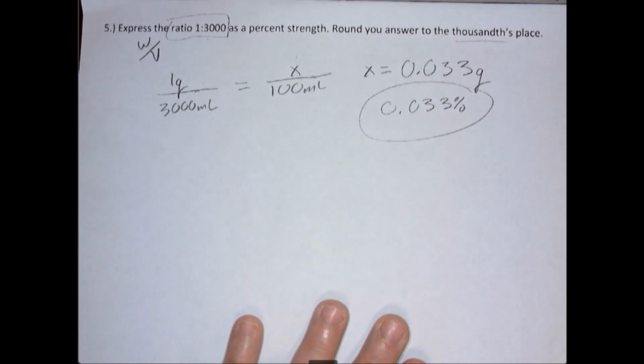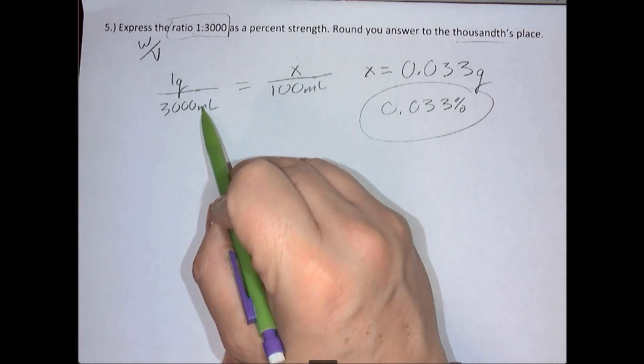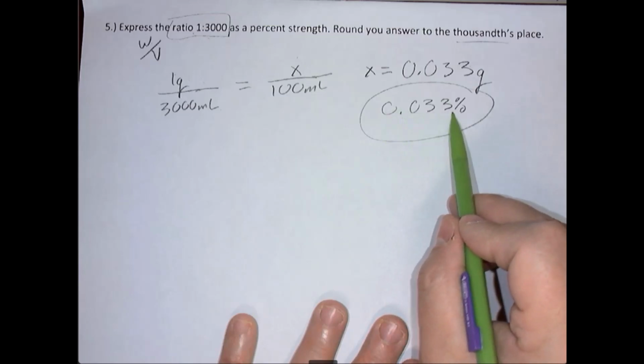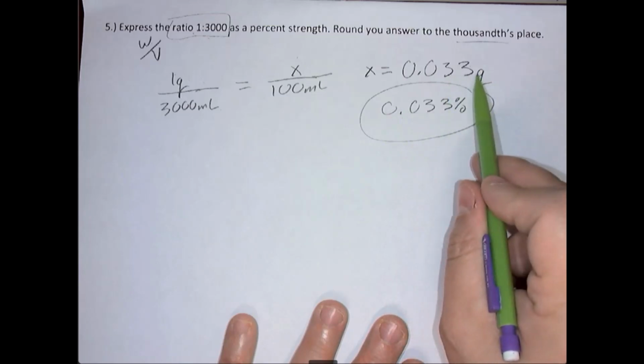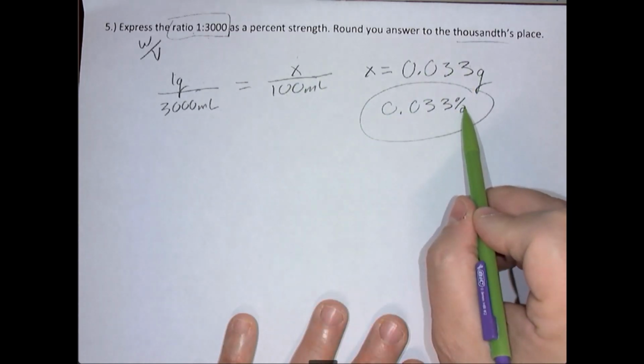So very simple. 1 to 3,000, and to quickly get to the answer, you're basically taking numerator divided by denominator, multiplying times the 100. That's how we got 0.033. Because now, since this is the number of grams per 100 milliliters, this is the percent strength. That's why we can put the percent symbol there.